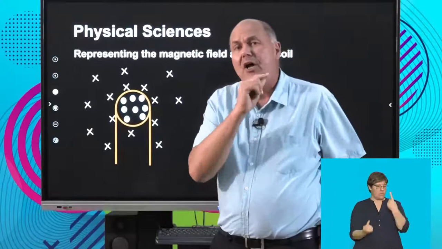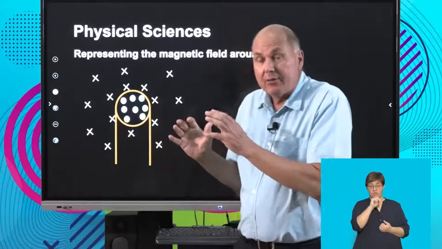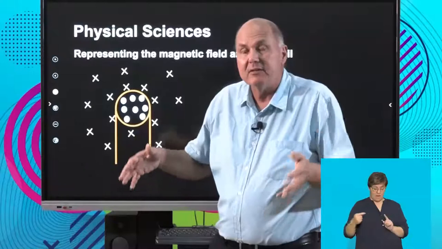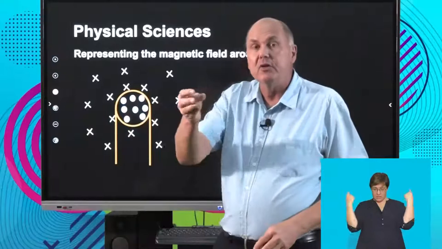Well, remember what we've just done. We've said at the North Pole, the field lines run out of the North Pole. They're coming out of the North Pole. And they're moving around the magnet, on the outside of the magnet, or the outside of the coil, they're moving away from us. So on the inside of the coil, they move towards us. On the outside of the coil, they move away from us.